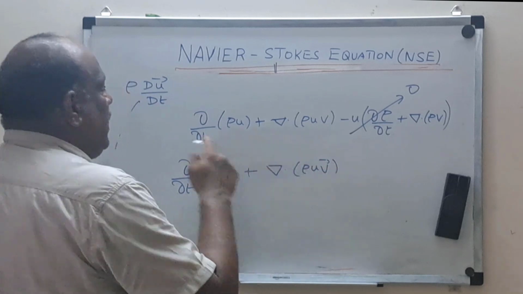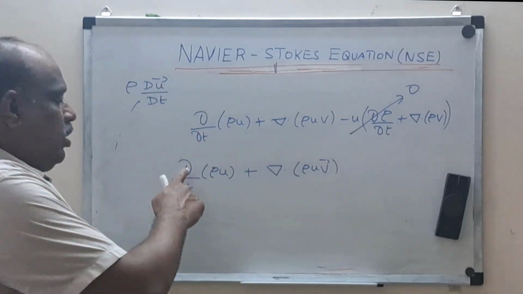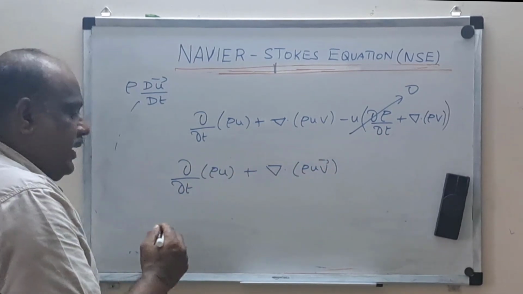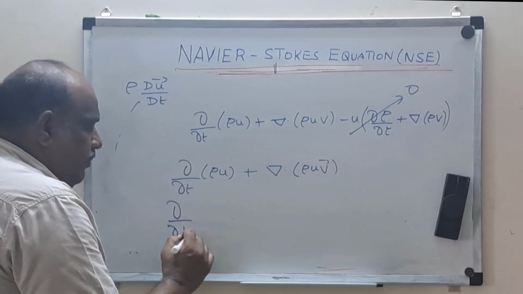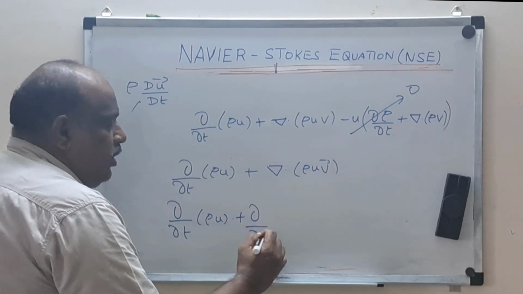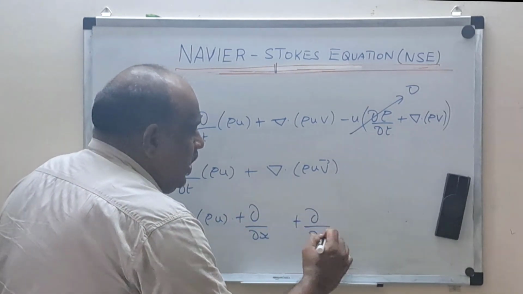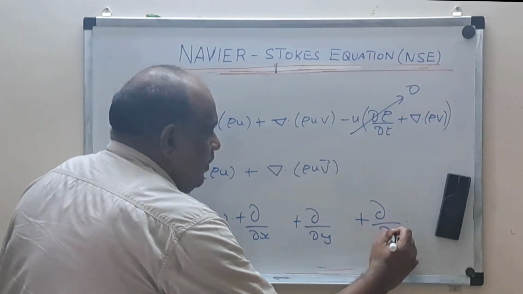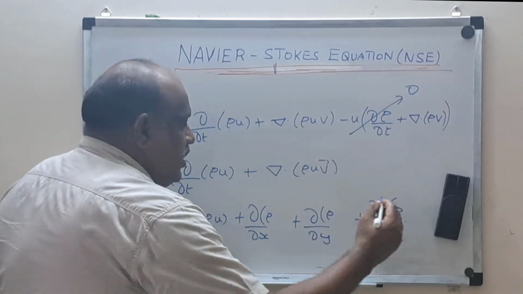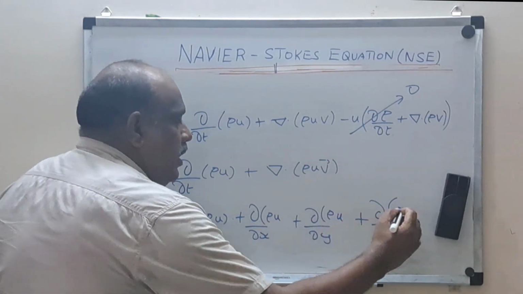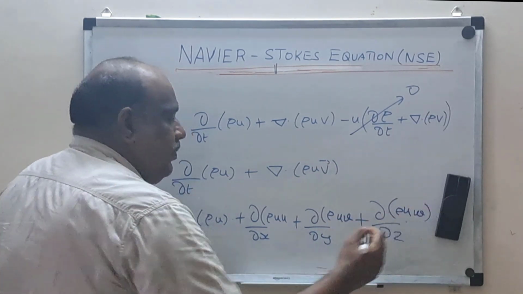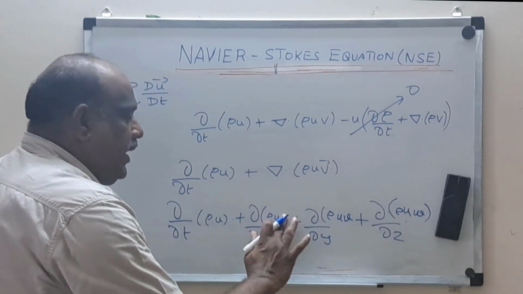So what I am telling is, the LHS ρ du/dt becomes ∂/∂t of ρu plus del dot ρuv. Still it can be further expanded like this. ∂/∂t of ρu plus, instead of del, we can write ∂/∂x plus ∂/∂y plus ∂/∂z. I can't change ρ, ρ is ρ everywhere. I can't change u, u is everywhere u. But we can write v as u, v, w. So ρu into u will become ρu squared.